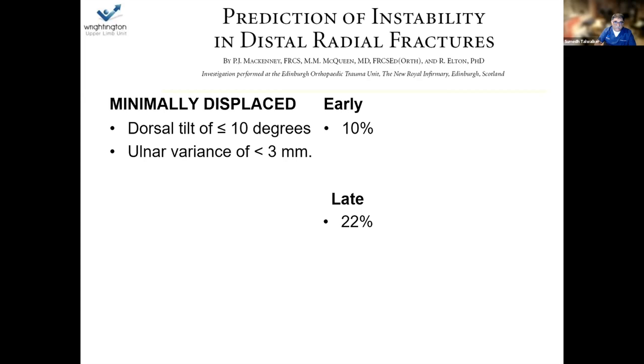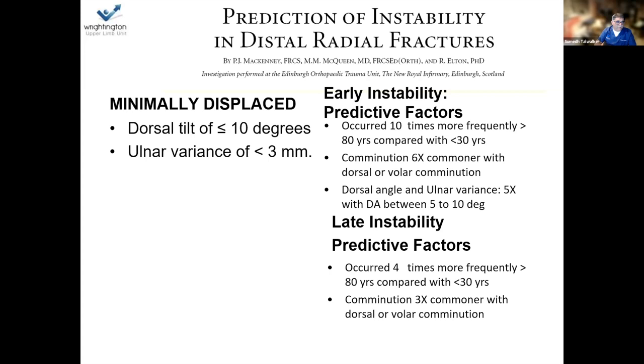And these were some of the predictive factors. A lot of this we already know, but it's good to have a trial that actually looks at a vast number of patients because it gives you that little bit of rigor in terms of the science. So early predictive factors and late predictive factors, age plays a very important factor. 80 years seems to be the cutoff.